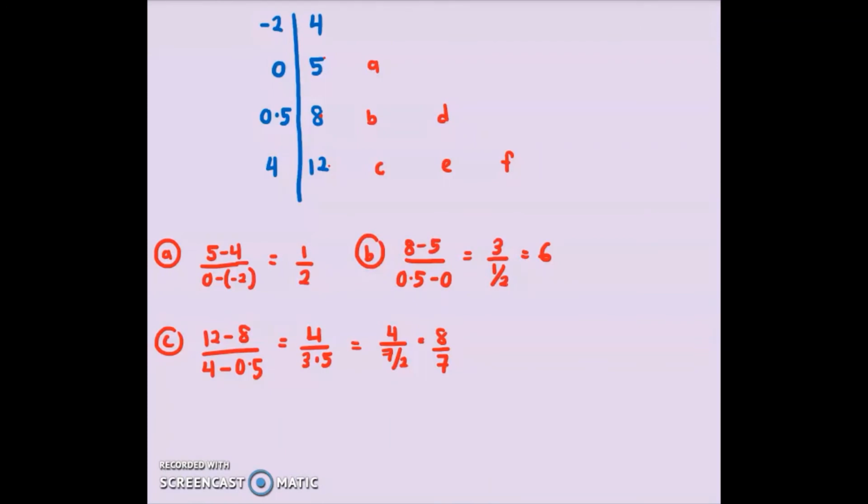the first, second, and third columns of all this information. Let's put it down so that we know how to do the next. So we have half here, 6, and 8 over 7.